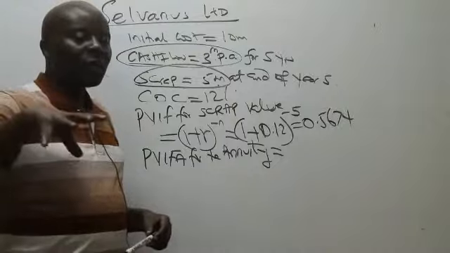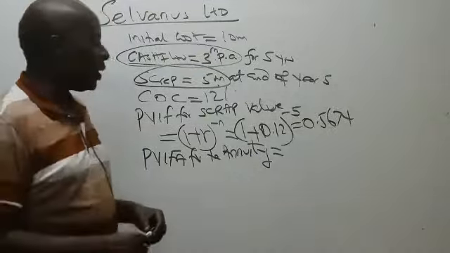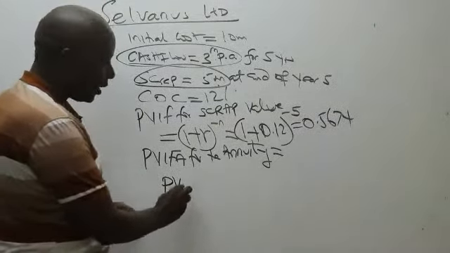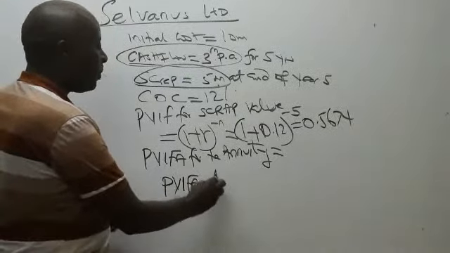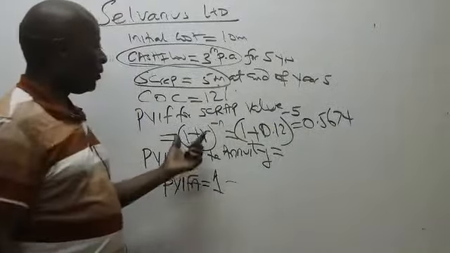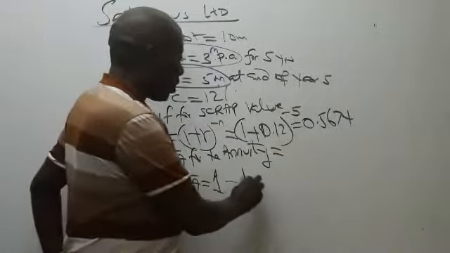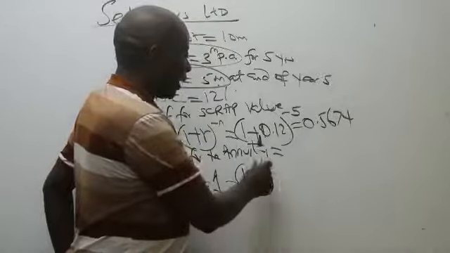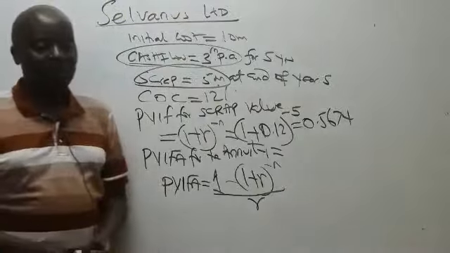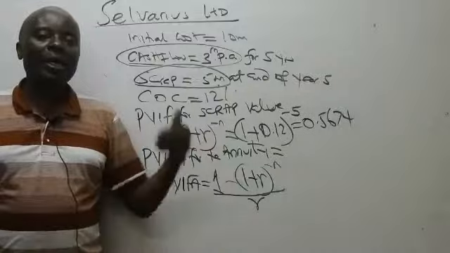But at least one thing that I'm happy about is that my students here will always be so good in PVFA because they know this. When we talk of PVFA, we must start by saying 1 minus the PV formula. So it will be 1 minus 1 plus R raised to negative n, and then everything to be divided by R.